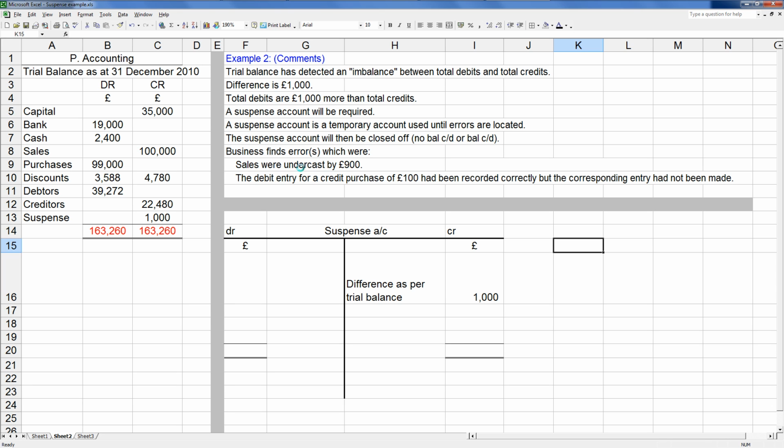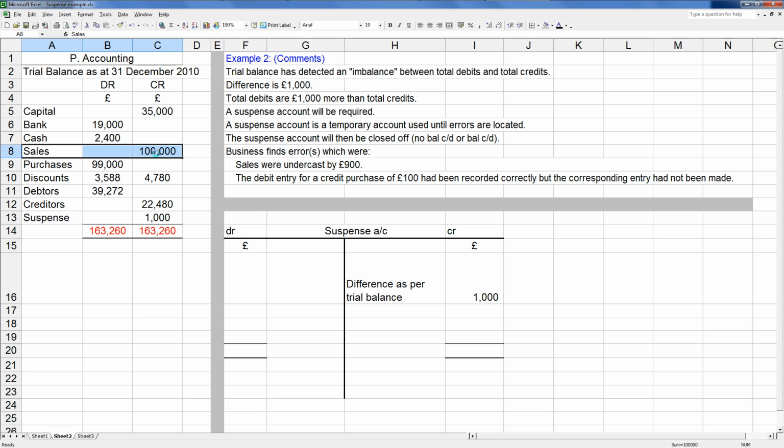So all your entries will have to be made in a suspense account. So the £900 in the suspense, sales need to increase. And what entry would that be? Well, sales are a credit balance. So credits are going to increase. So the other entry we need to make would be a debit. So we're debiting the suspense account. So the £900 is debiting the suspense, and it's a bit obvious. It has to be the debit side because you've got £1,000 over here that needs to be cancelled out.